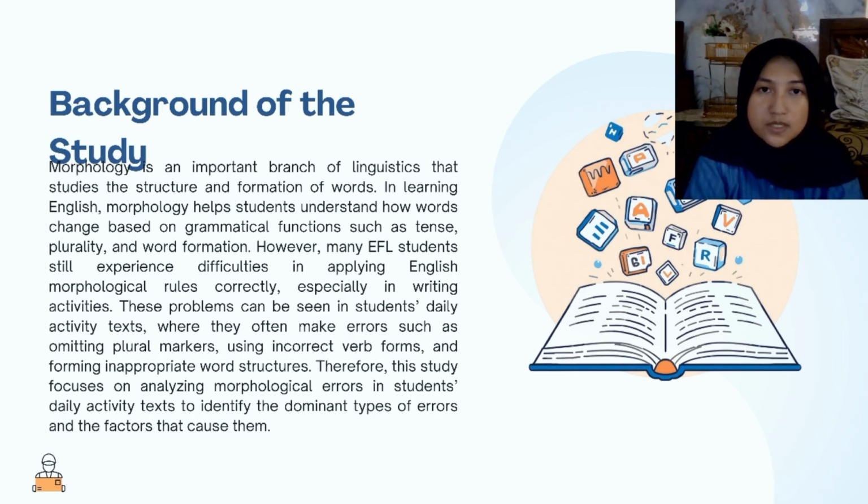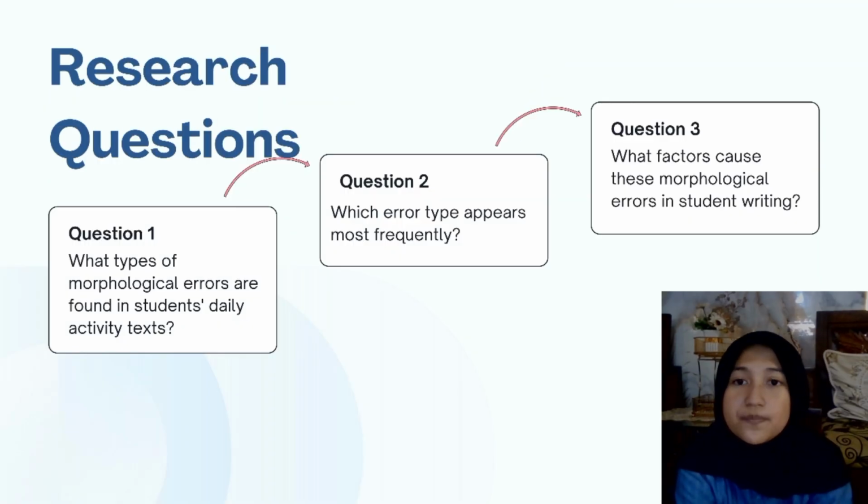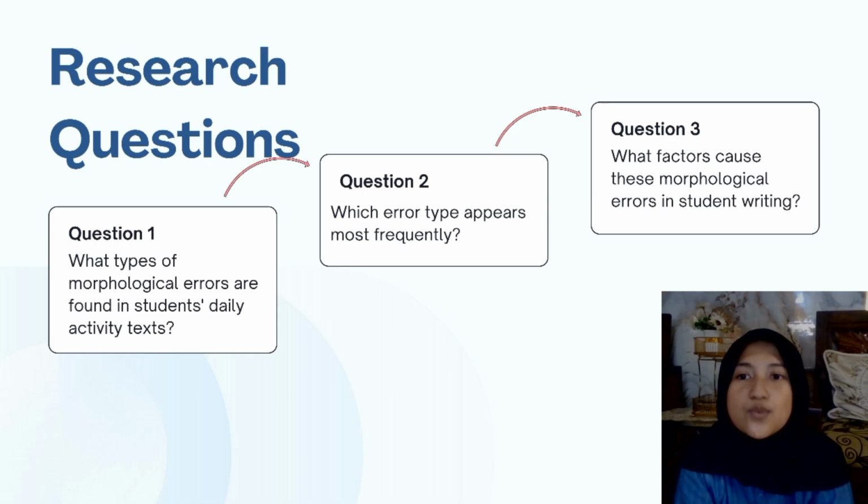Because of these problems, this research was conducted to identify the types of morphological errors and the factors causing them. The study has three research questions. The first one is what types of morphological errors are found in students' daily activity tasks. The second one is which error type appears most frequently. And the third and the last one is what factors cause these morphological errors in student writing.